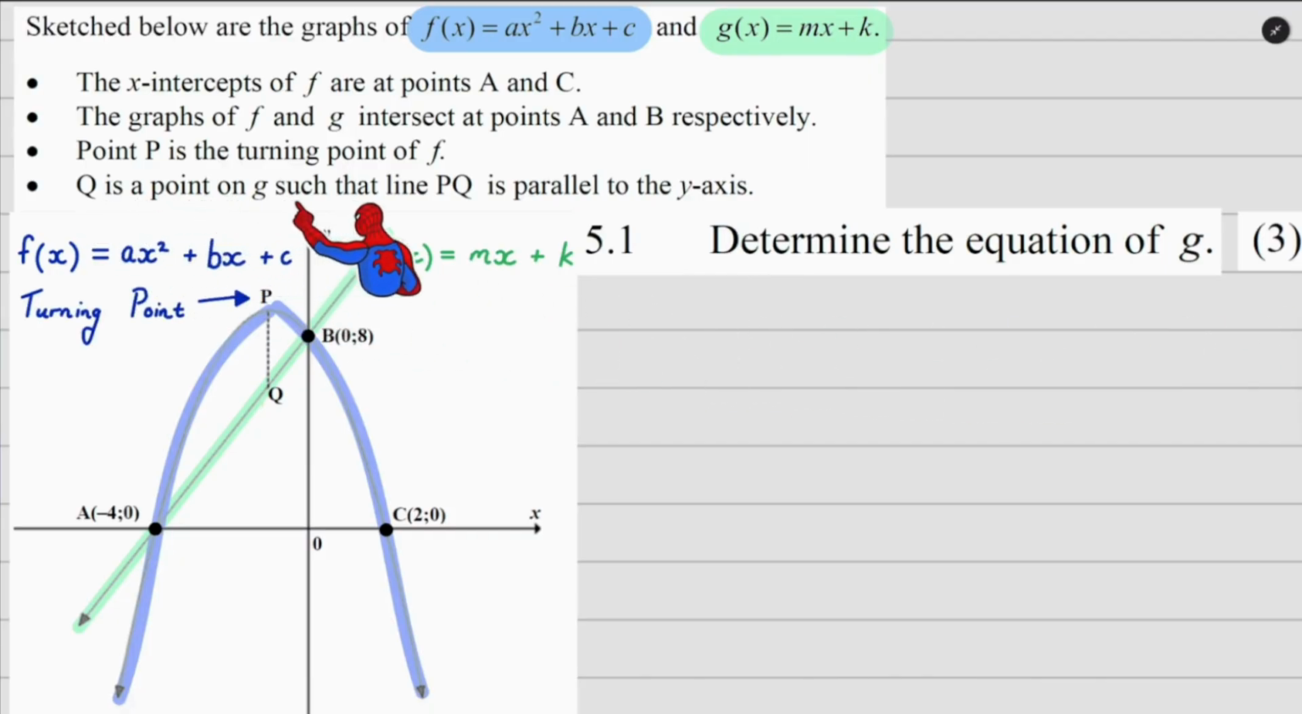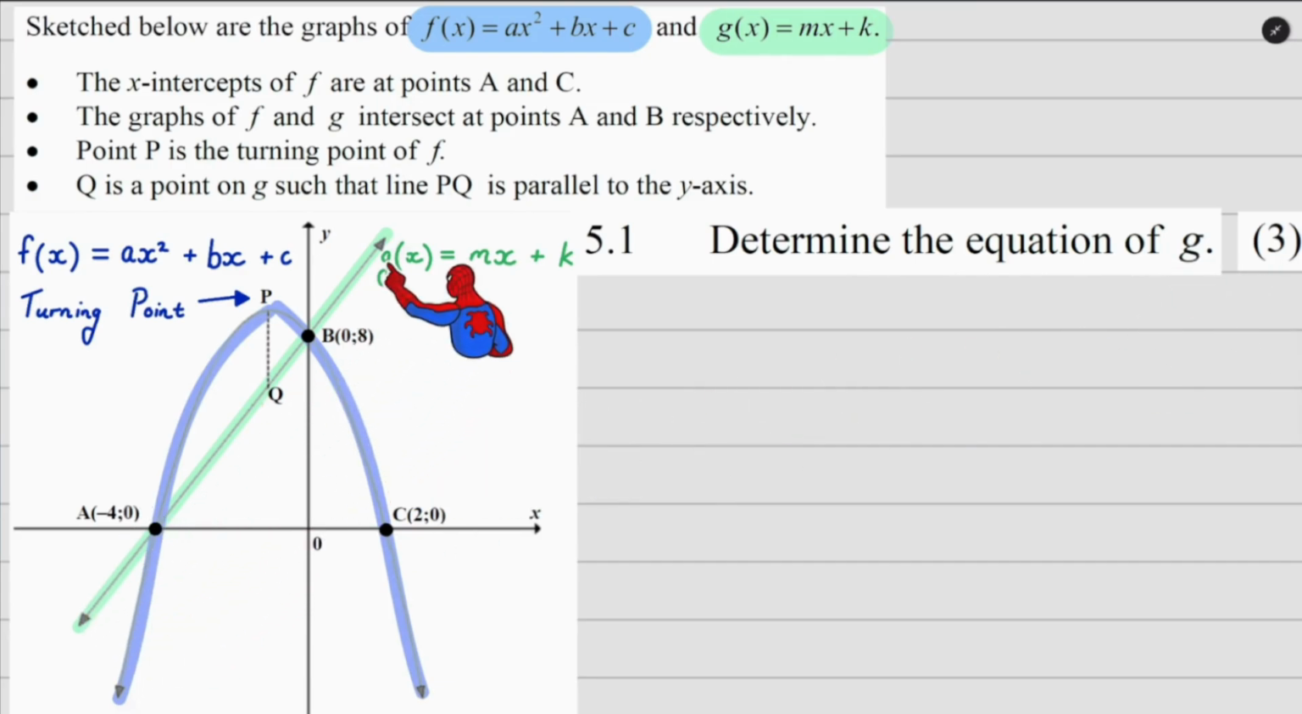And Q is a point on G such that the line PQ is parallel to the y-axis. So PQ is parallel to the y-axis. That's a fancy way of saying P and Q will have the same x value, which we'll deal with in later questions. Okay, now we can determine the equation of G.